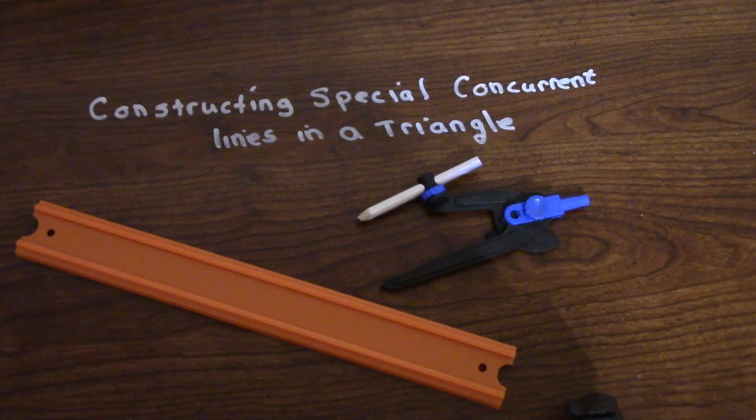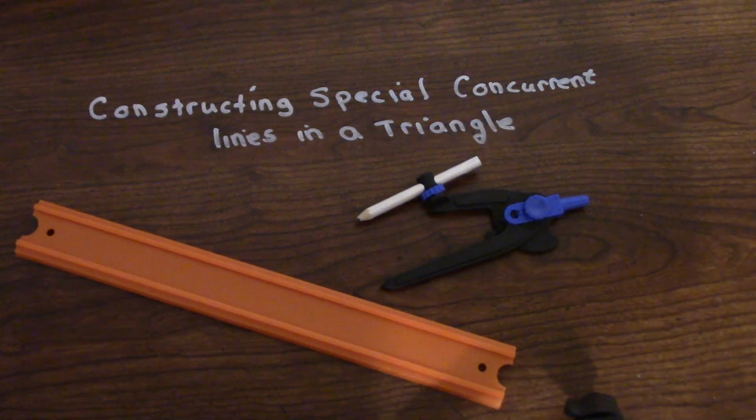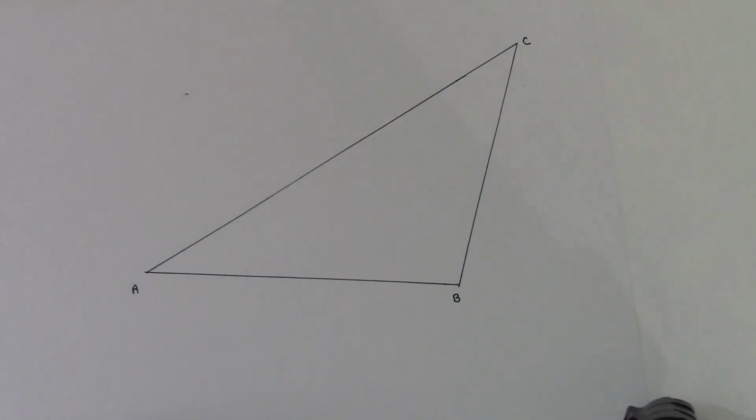Hello, in this video I'm going to show you how we can construct special concurrent lines in a triangle. Concurrent means that three or more lines are going to meet in a point. In this first part of the video, I'm going to see what happens when we bisect each of the angles in a triangle.